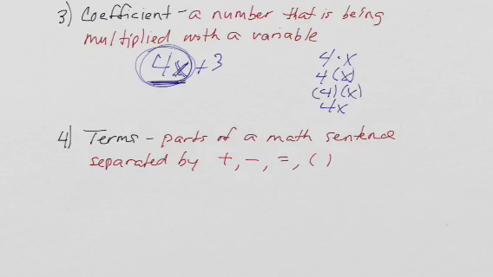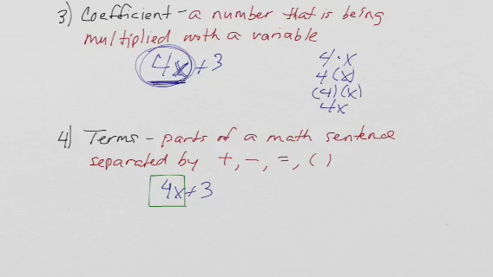All right, next word is terms. Terms are the parts of a math sentence separated by plus signs, minus signs, equal signs, or parentheses. All right. So, for example, in the math sentence I just wrote up above, 4x plus 3. What that means is the term starts at the beginning of the problem, and it ends when I hit that first plus sign.